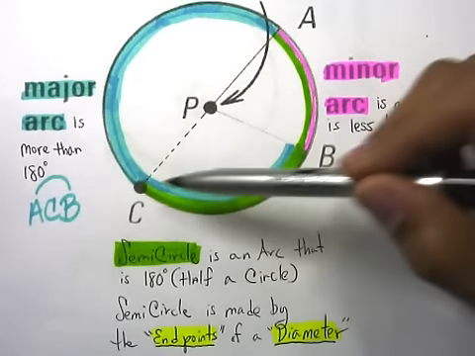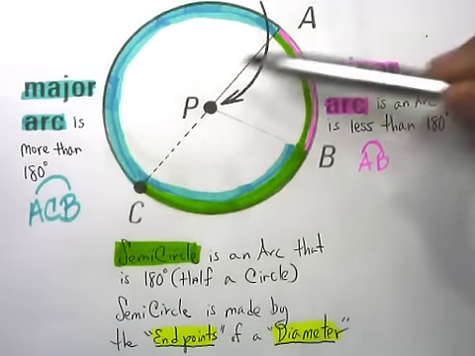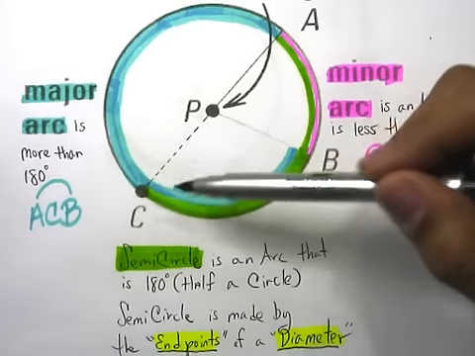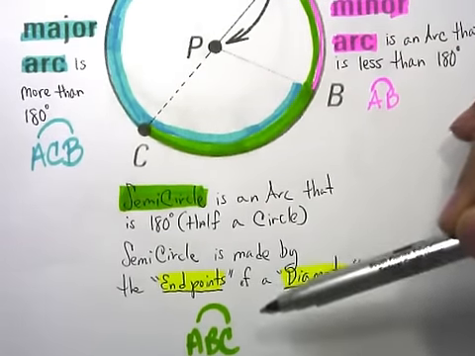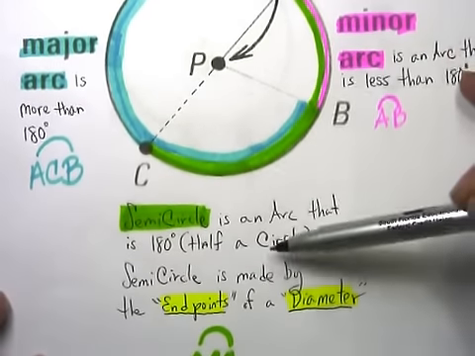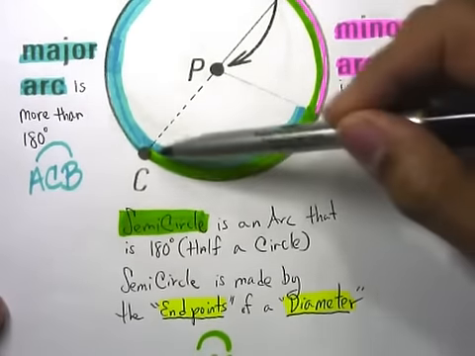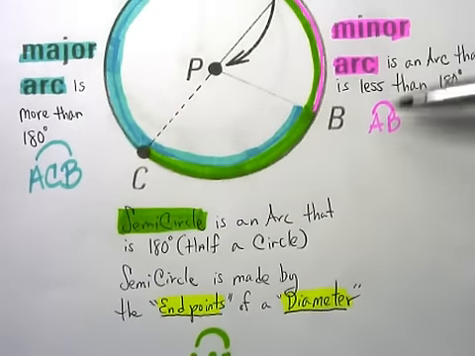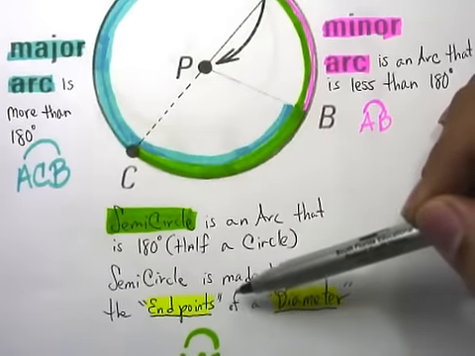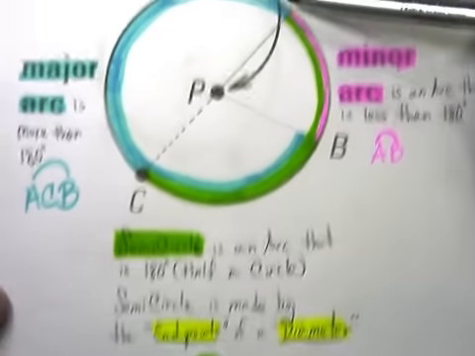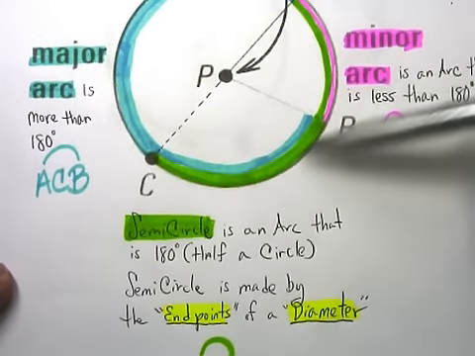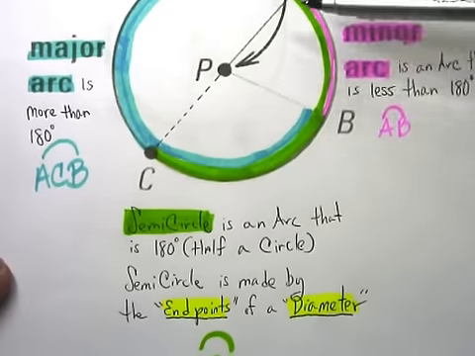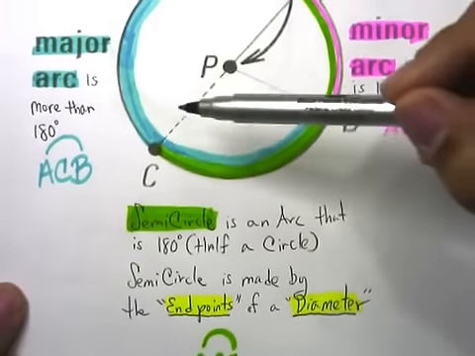That's how I know that this is half of the circle, because the endpoints of this semicircle are the endpoints of the diameter. Okay? And if you notice here, the name of this arc is arc ABC. So to name a minor arc, we only need 2 letters. To name a semicircle, we need 3 letters in the order that they're going: A, B, and C. So this is arc ABC or arc CBA, but usually you're going to go in alphabetical order.